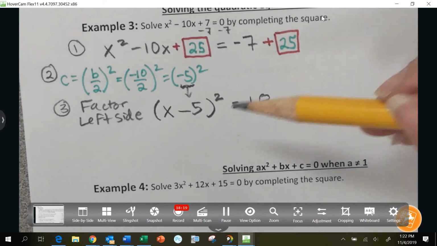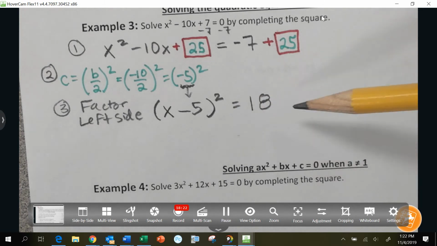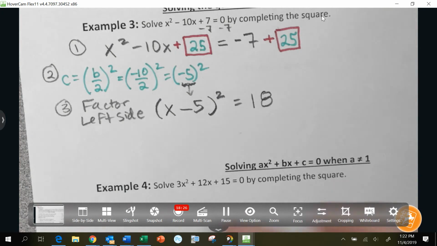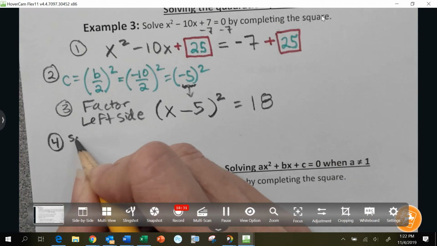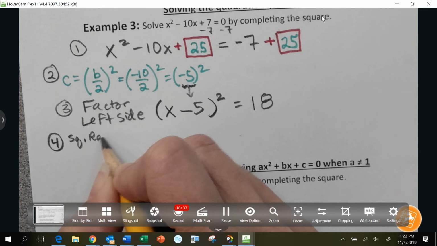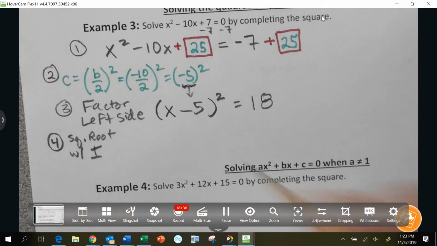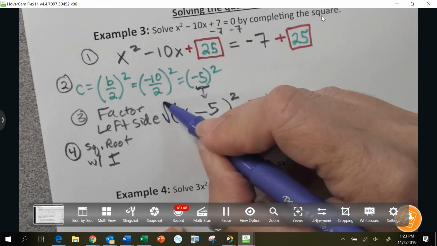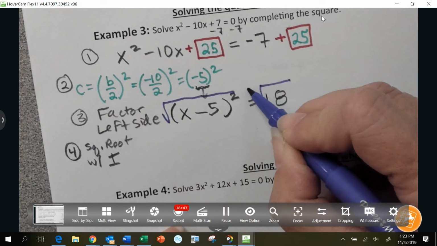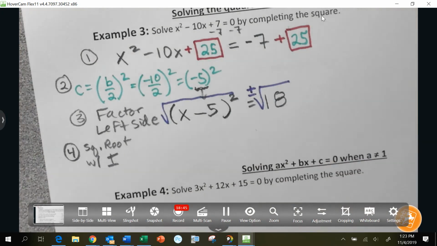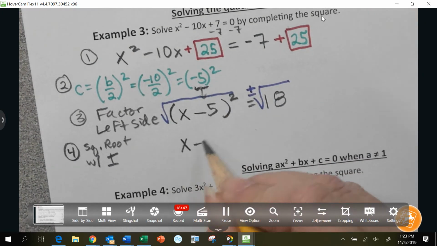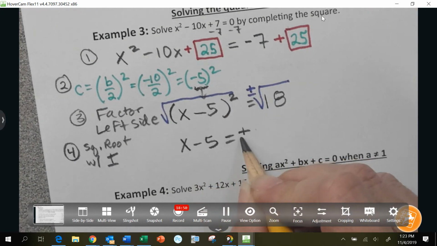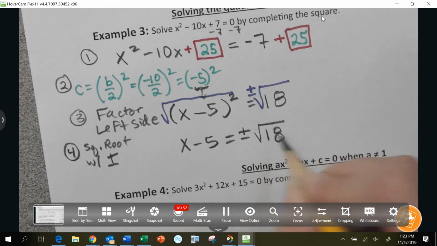Now, it's factored on one side. We have a number on the other. Yeah, just a number. So what? We're going to square root both sides. So step 4. Square root. What also do you have to do? Plus or minus. Remember that plus or minus. So I'm going to square root both sides. I'm going to have a plus or minus. So I get x minus 5 equals plus or minus square root 18.